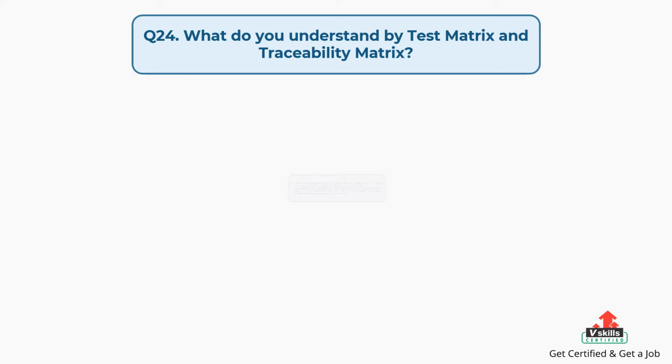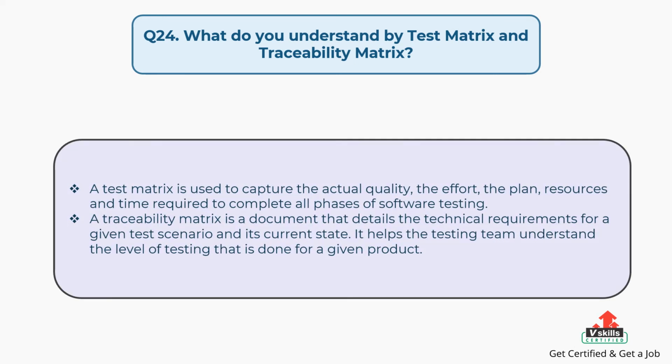Question number 24. What do you understand by test matrix and traceability matrix? The answer is: a test matrix is used to capture the actual quality, the effort, the plan, resources and time required to complete all phases of software testing. A traceability matrix is a document that details the technical requirements for a given test scenario and its current state. It helps the testing team understand the level of testing that is done for a given product.